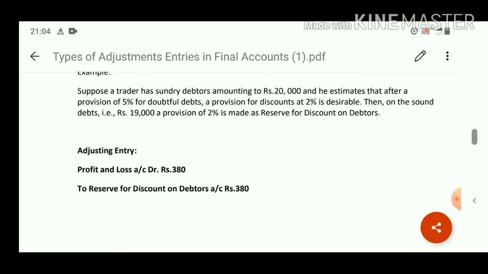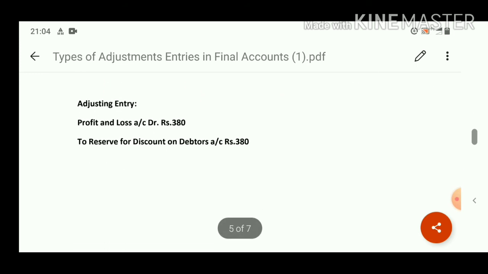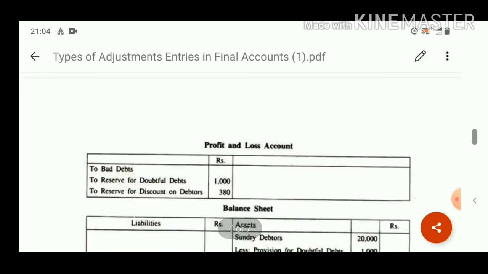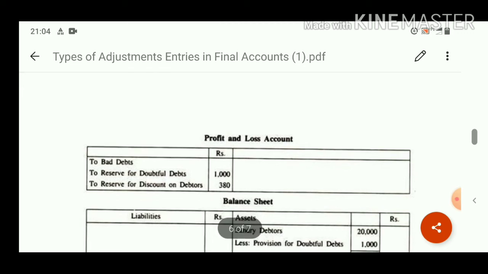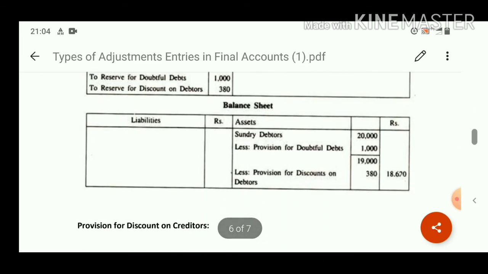So then on sound debts, meaning good debts that are left after deducting the bad debt, 19,000. So on 19,000, I will create a provision, that is, a reserve for the discount on debtors. Okay, so I am going to adjust it again, since all of them, bad debts, provision for doubtful debts, and discount on debtors, all these are my losses. So I will be recording them on the debit side of the profit and loss account, and simultaneously I will record them in the balance sheet, adjusting them with the sundry debtors by deducting them from the debtors itself.